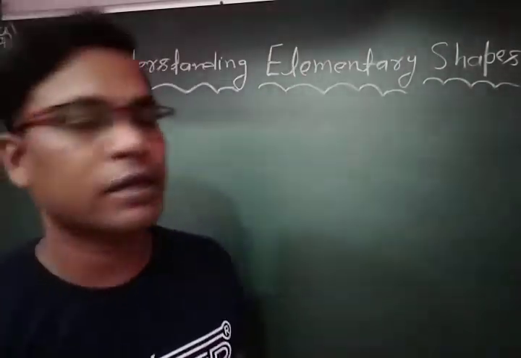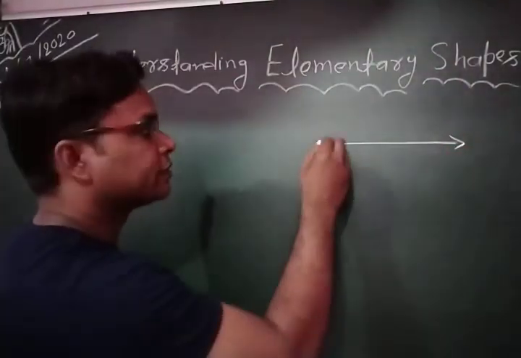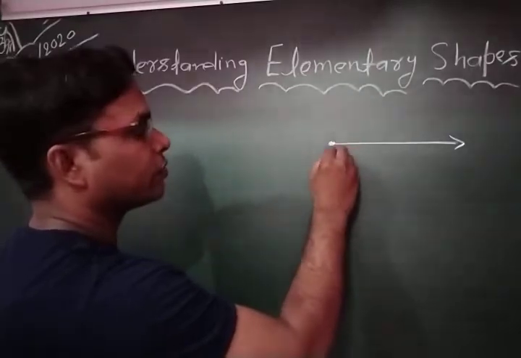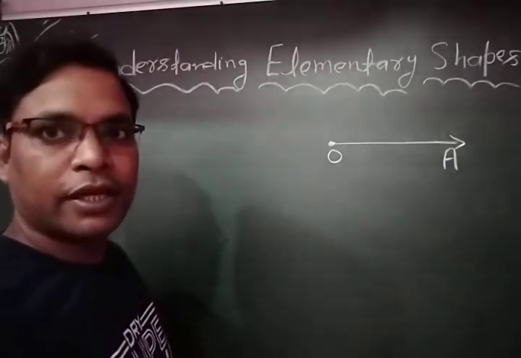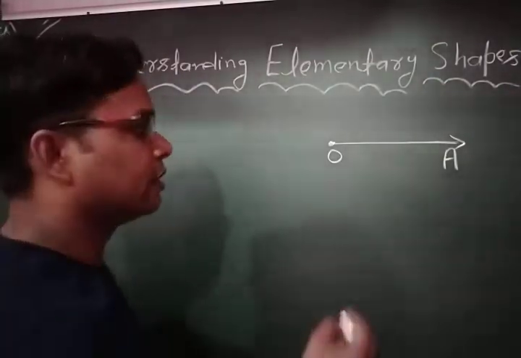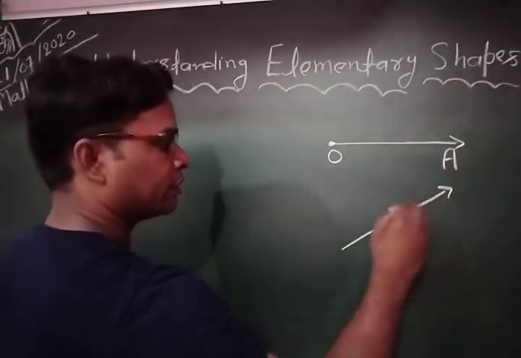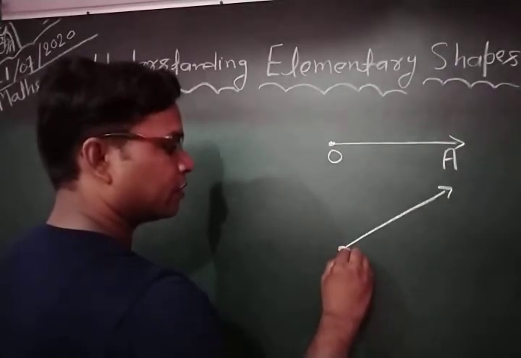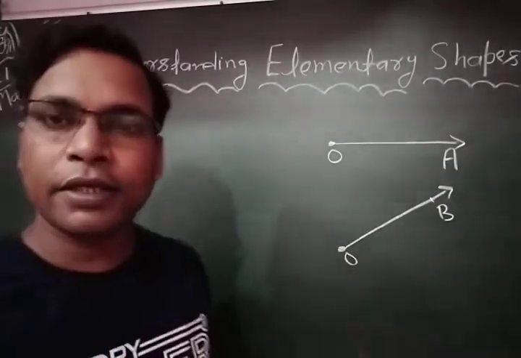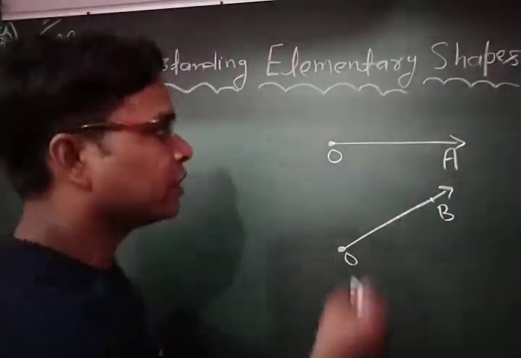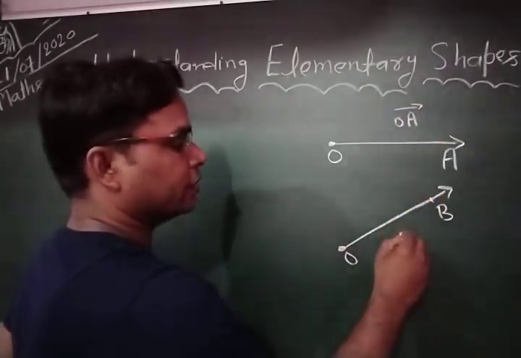So, what is this, student? Tell me, what is this? Obviously, you can say this is a ray, OA. And what are the properties of a ray? You know very well. And what is this? This is again also a ray whose name is OB. You can write this name: ray OA. This is a ray OB.